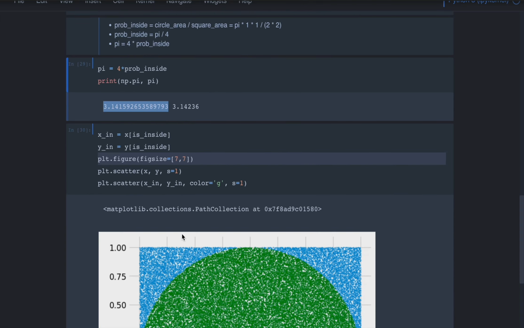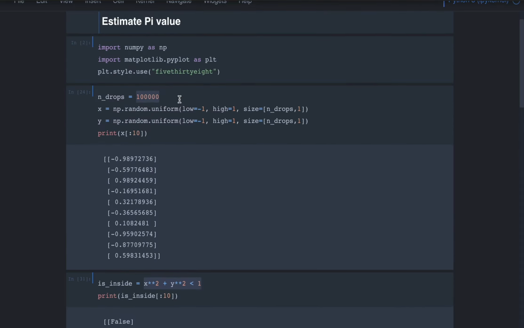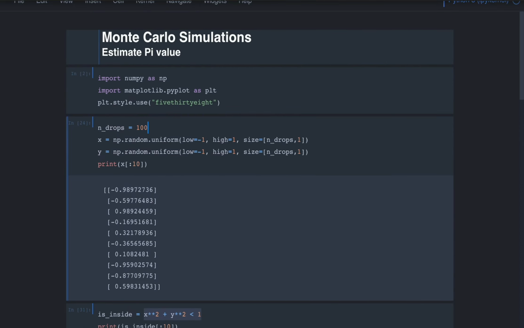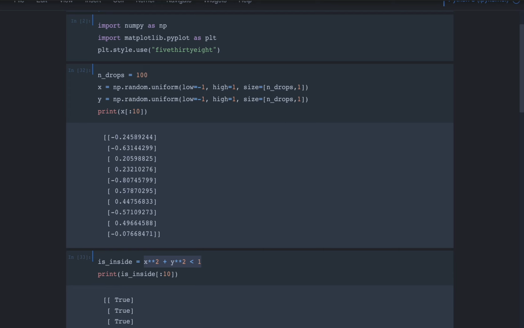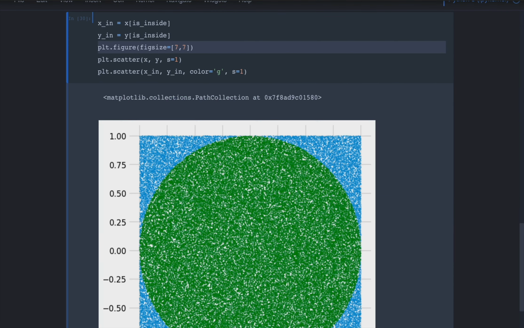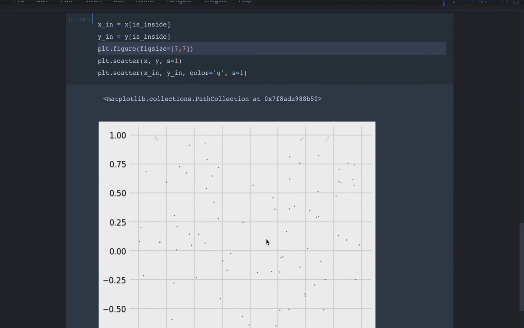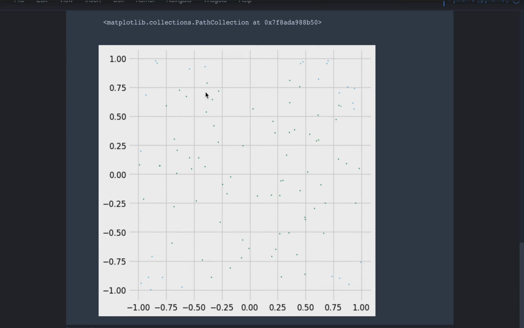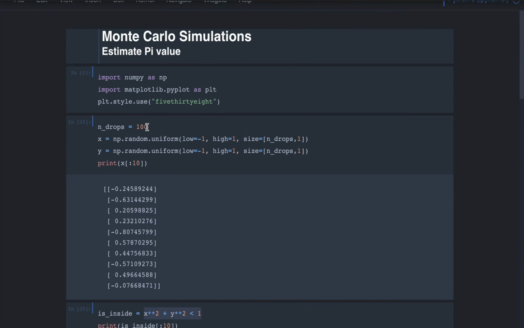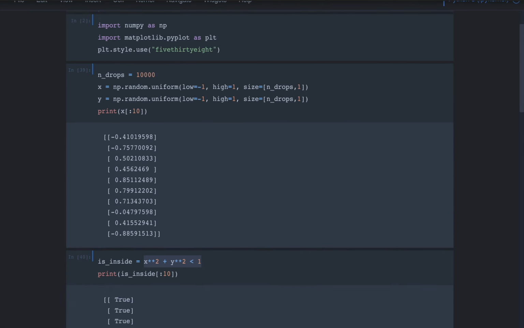Now let's try with very few points so that you can see how they are falling. Let's say we are dropping only 100 points. You see the 100 points, they are like here. It is even hard to see where the square and the circular shapes are. As we increase more and more points, we have more points on the edge so that we can see where the circle stops. So let's increase the number of points to maybe 10,000, which is 10 times less than what we saw initially.